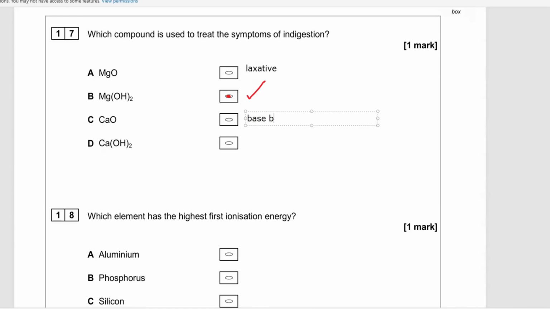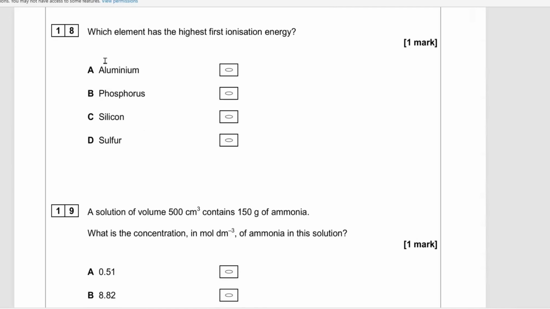Calcium oxide is a base, obviously. It's a little bit strong and it's not very soluble at all. And calcium hydroxide is very dangerous, very corrosive, a very strong base. It's going to dissolve your organs if you start taking calcium hydroxide. So don't do that.